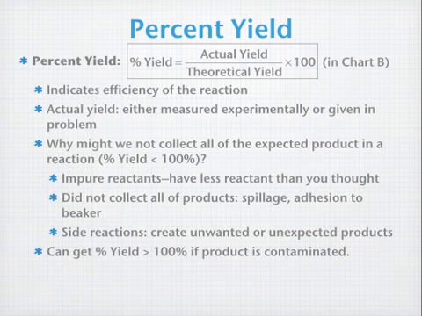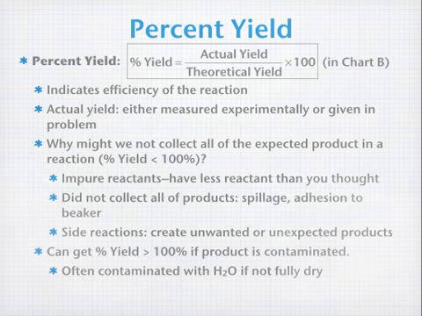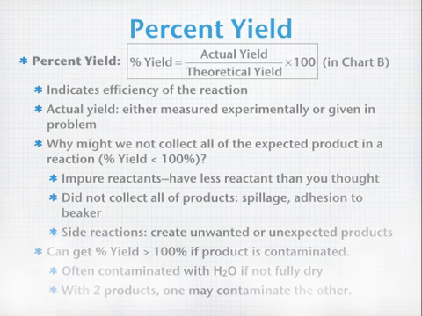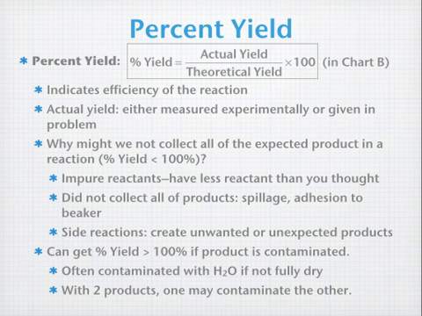Why would you get a percent yield of greater than 100%? Well, that's going to indicate a contaminated product most likely. So the product can be contaminated with water if not fully dry, and with two products, one of them might contaminate the other. Keep in mind that when we're starting with our limiting reactant, there's no way to get more reaction formed than starting with the limiting reactant. So the only source of a percent yield that's greater than 100% is going to be some sort of contamination in your product.